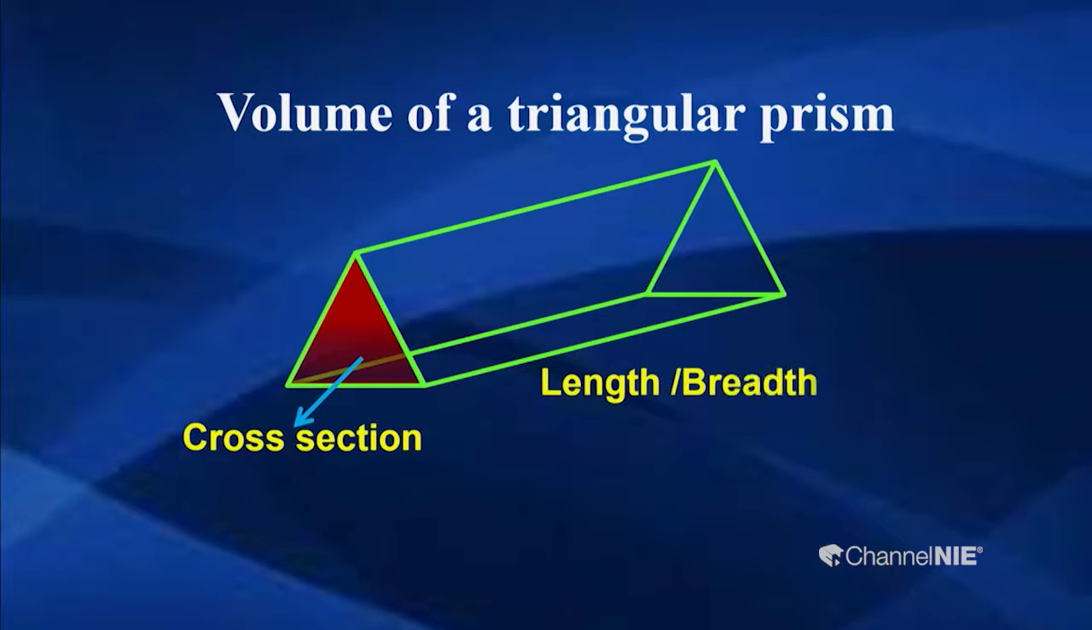When the cross section is multiplied by the length, you can find the volume. The cross section is a triangular part. How do we find the area of the triangular part? We have to multiply the base of that triangle and its perpendicular height and divide that value by 2. So you can take the area of the cross section as half into base into perpendicular height.